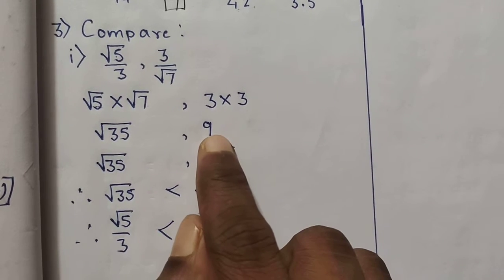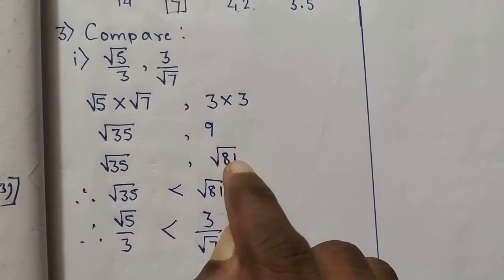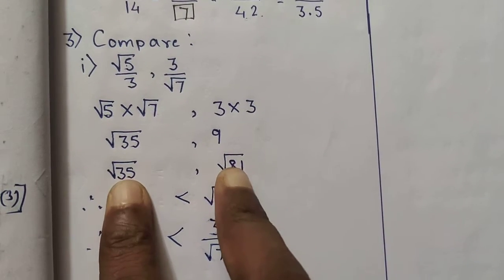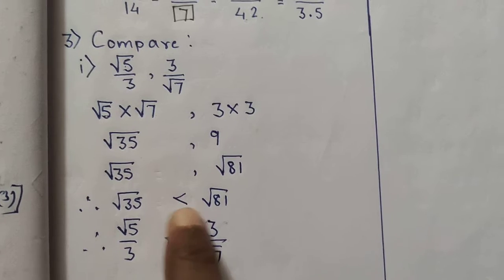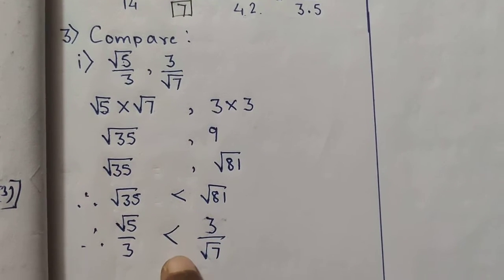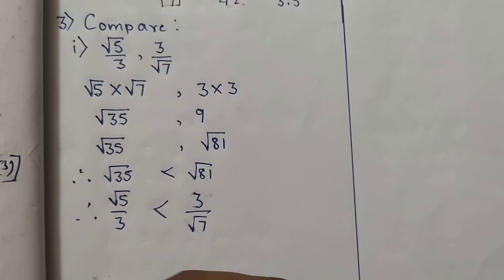So keep it in the root. You know 9 can be taken as square root of 81. Now both are the same quantity. So this is 35, this is 81. So obviously 81 is greater. So that means our second ratio is greater. Okay.